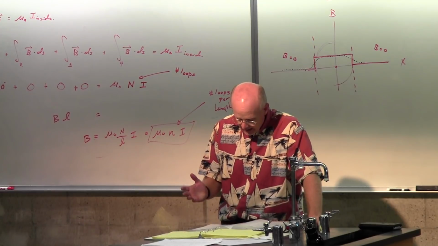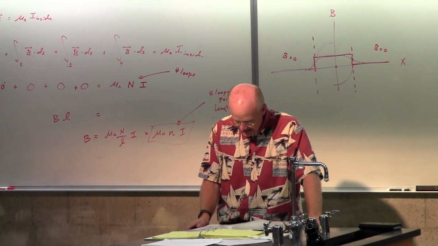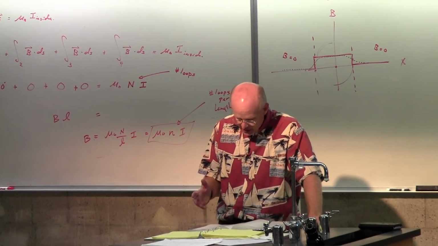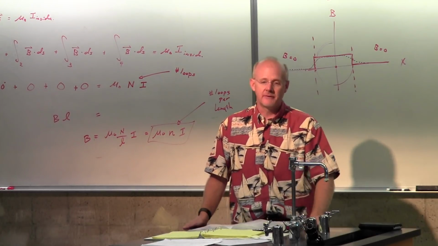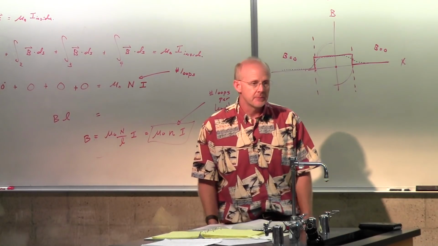The wire lies in the plane of the paper and carries a current I. Find an expression for the vector magnetic field at the center of the loop. Okay, now let's break this down.